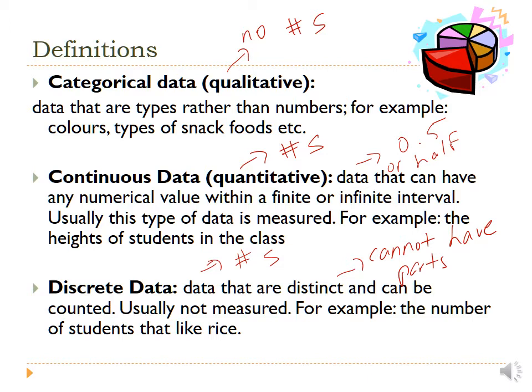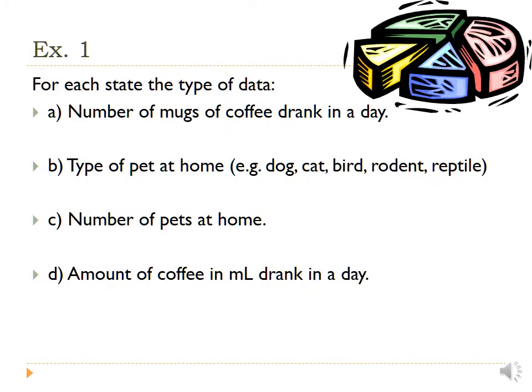And we're going to do some examples with this. So our first example, we want to state the type of data. So from the ones that we just did, categorical. So I'll just write up here, cat for categorical, and we'll write con for continuous, and we'll write dis for discrete. And remember, these two can have numbers, and continuous can actually have a part. So I'm just going to write like 0.5.